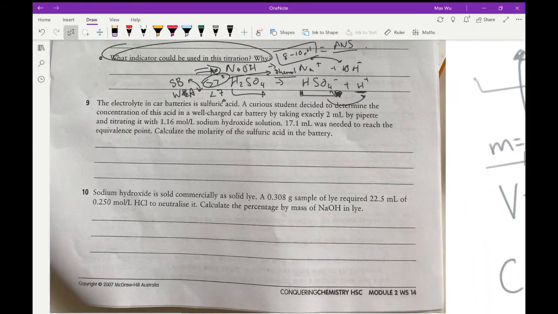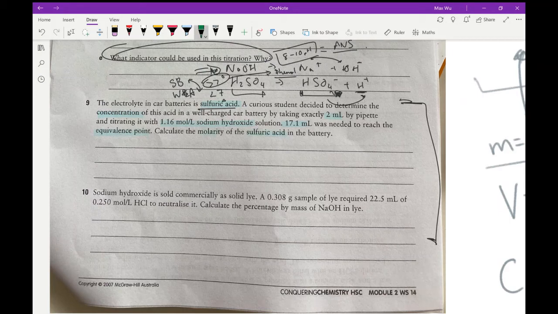Beautiful. We covered that. So sulfuric acid, I'm going to cover these two quickly as well, and then I'm going to cover the rest in another video. But these are the basic questions you get in a titration topic. So we have sulfuric acid. Okay, I'll do it properly, like I'm actually solving a question in my exams. We decided to determine the concentration of this acid, taking 2 mL and titrating with 1.16 molar sodium hydroxide. 17.1 mL was needed to reach the equivalence point. Calculate the molarity of the sulfuric acid.